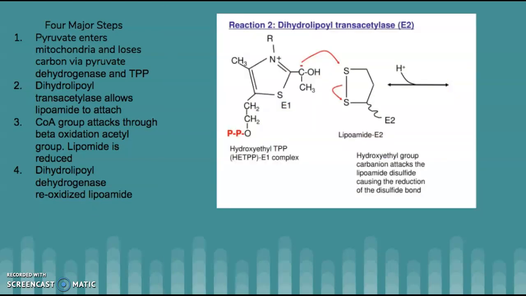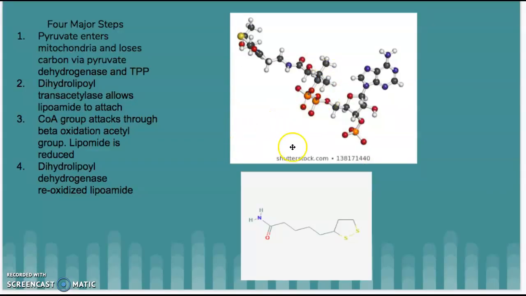And then in the second reaction, we're going to have this enzyme dihydrolipoyl transacetylase. It's going to help this lipoamide molecule attach, and it's basically going to take the TPP from the first step, which is going to be removed to form the acetyl group. And then next we're going to have coenzyme A attack the acetyl group that was donated by the lipoamide, while lipoamide is reduced and is going to release from the molecule at this point.